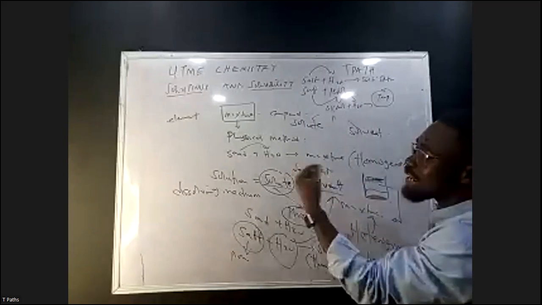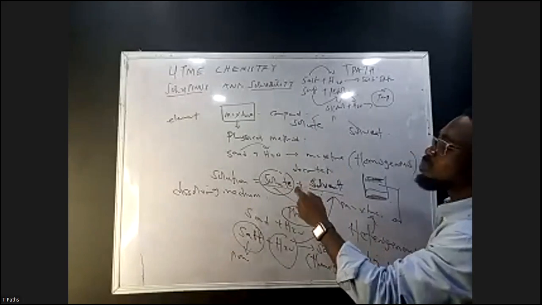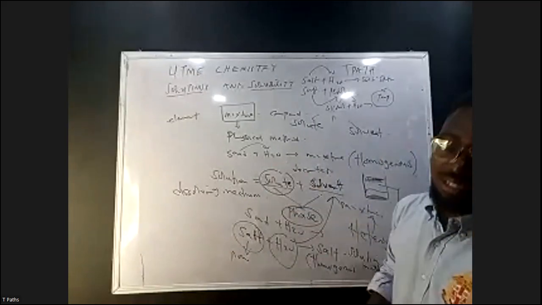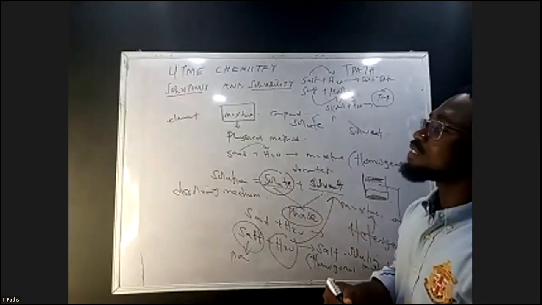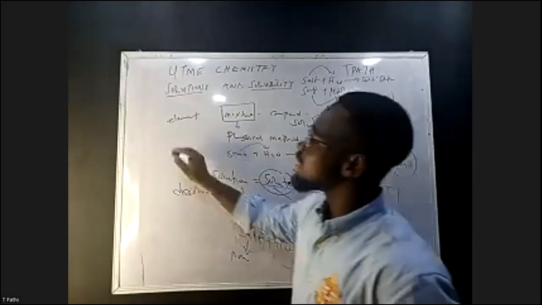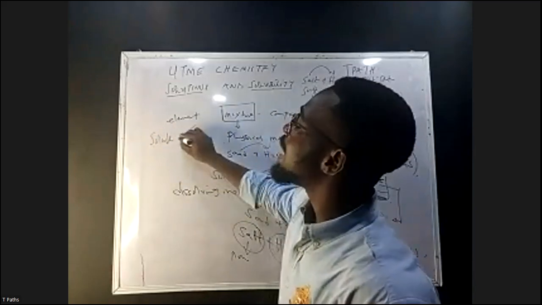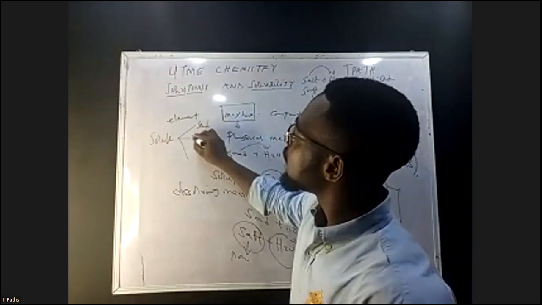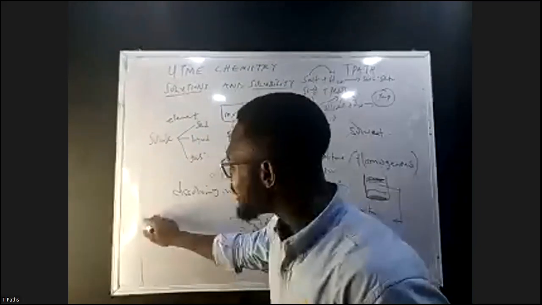Now, most times, as an O-level student, you believe that the solute has to be solid and the solvent has to be liquid. At advanced chemistry level, we believe that your solute can be anything. It can be in the form of a solid, a liquid, or also a gas.